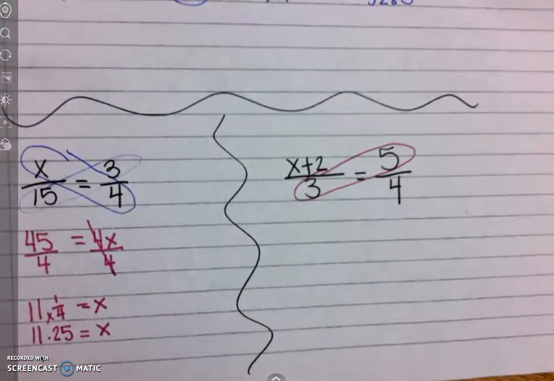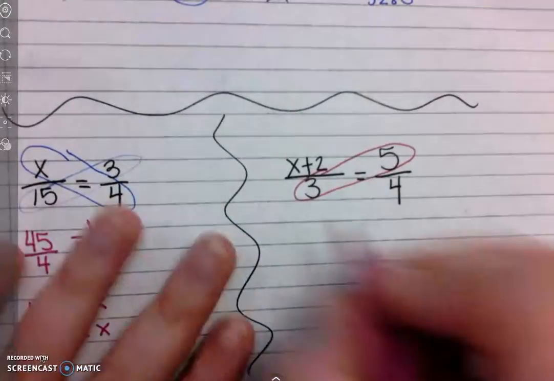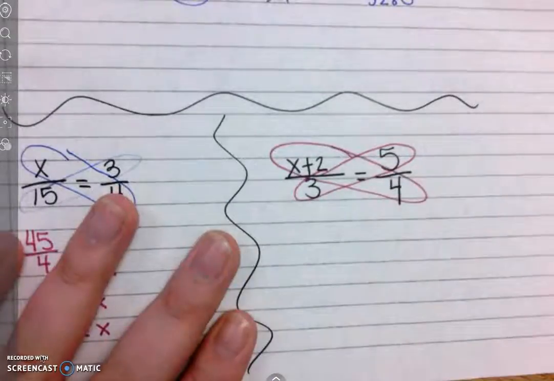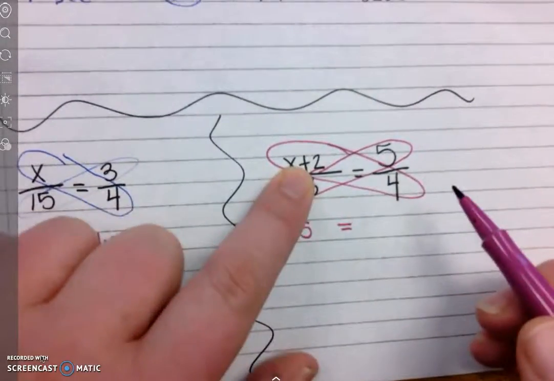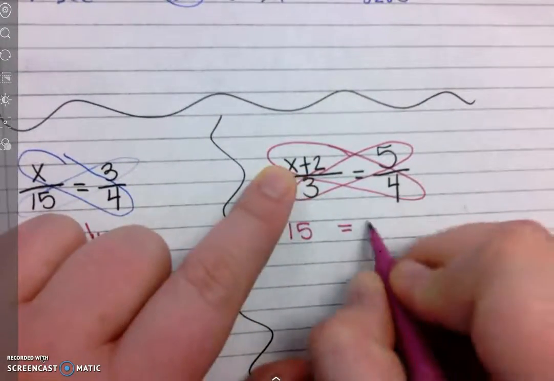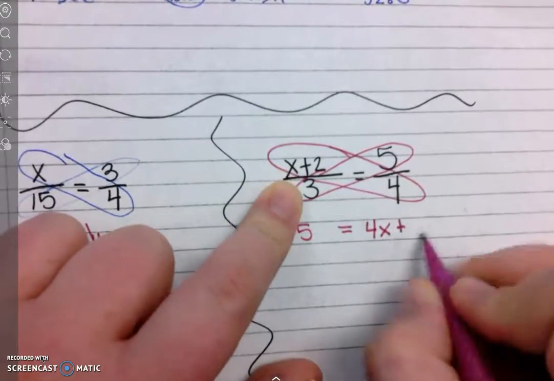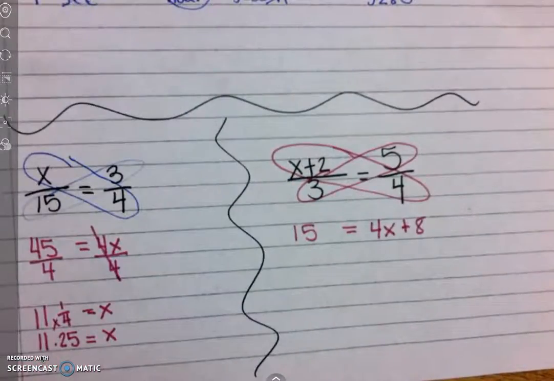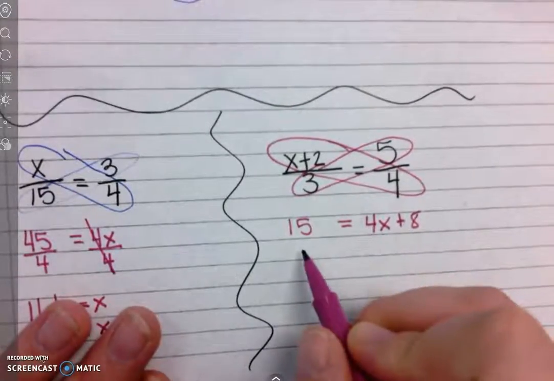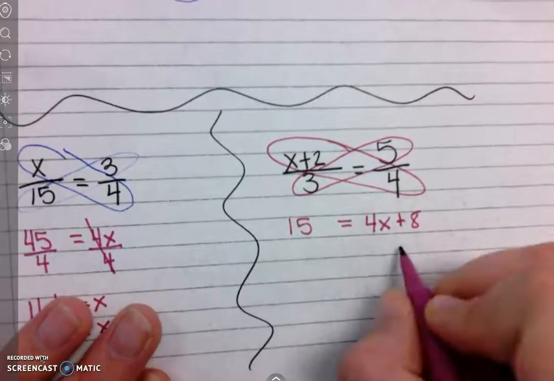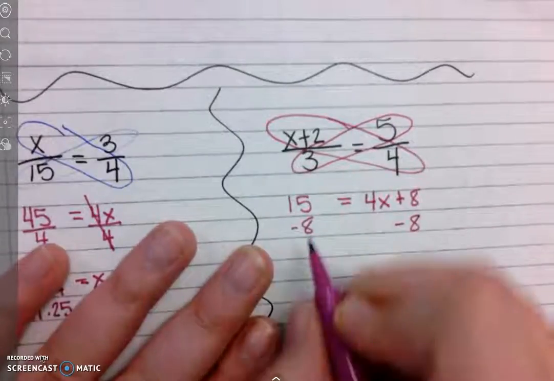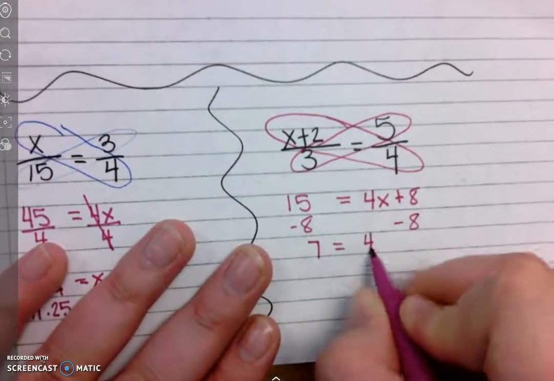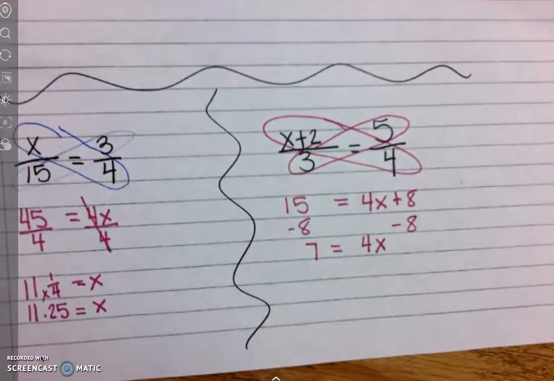This one's getting a little more in depth, another step. Again, cross multiply. So 3 times 5 is 15 equals, remember this whole thing up here has to be multiplied by 4. So 4 times the x plus 4 times the 2, which is 8. Okay, now I have variables and constants on one side and just constants on the other. I need to subtract 8 from both sides. 15 minus 8 is 7 equals 4x.